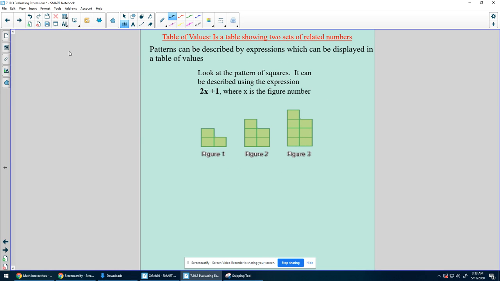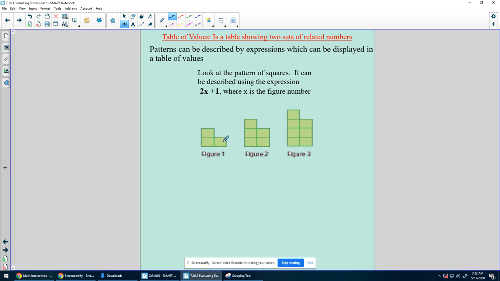Now, a table of values is a table showing 2 sets of related numbers. Patterns can be described by expressions, which can be displayed in a table of values, which we've done yesterday or the day before. Look at the pattern of squares. It can be described using the expression 2x plus 1, where x is the figure number.